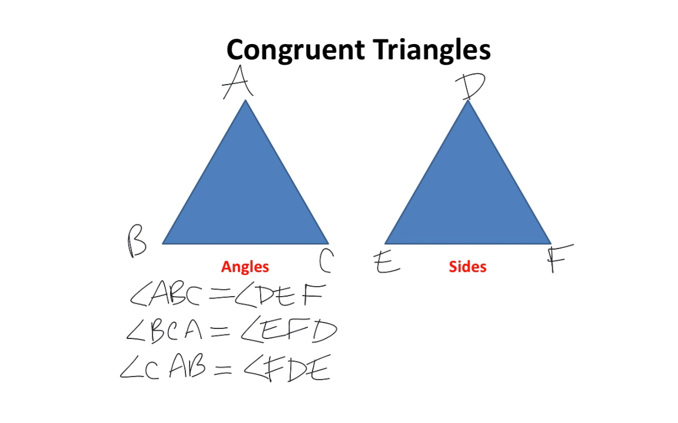In terms of side lengths, I would say side length AB is equal to side length of DE. Side length of BC is equal to side length of EF. And side length of CA is equal to side length of FD.